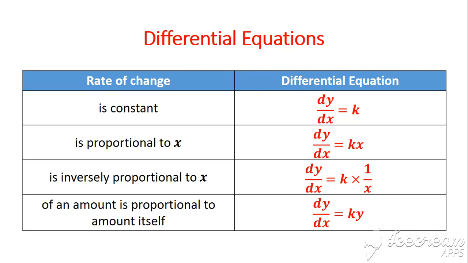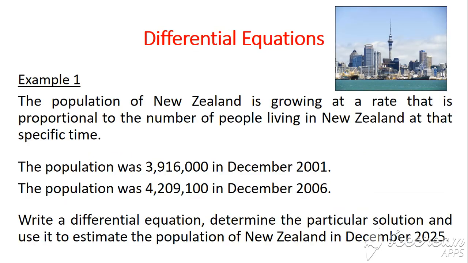All right, remember we've talked about these different types of differential equations that exist. We're going to pick on one of these, probably the hardest one, and show you how it works in a word-based question. All right, here's our example. The population of New Zealand is growing at a rate that is proportional to the number of people living in New Zealand at that specific time. Now that kind of makes sense. In other words, if we don't have a lot of people in New Zealand, our population is not going to be growing at a fast rate. But the more people we have, the faster the growth rate would be.